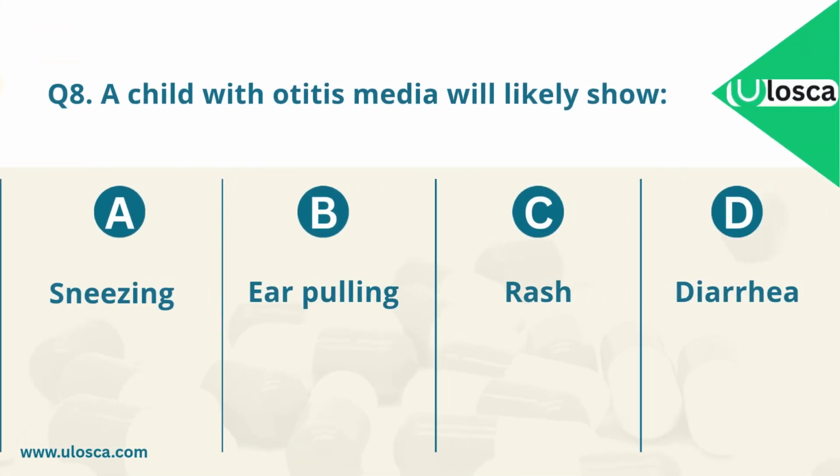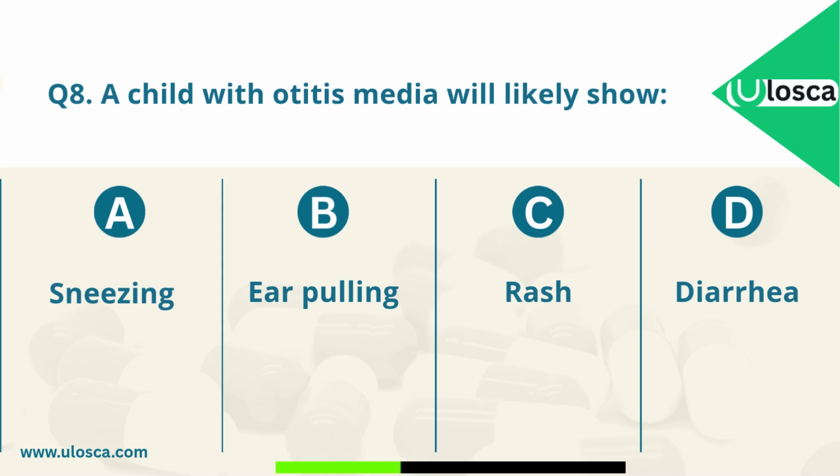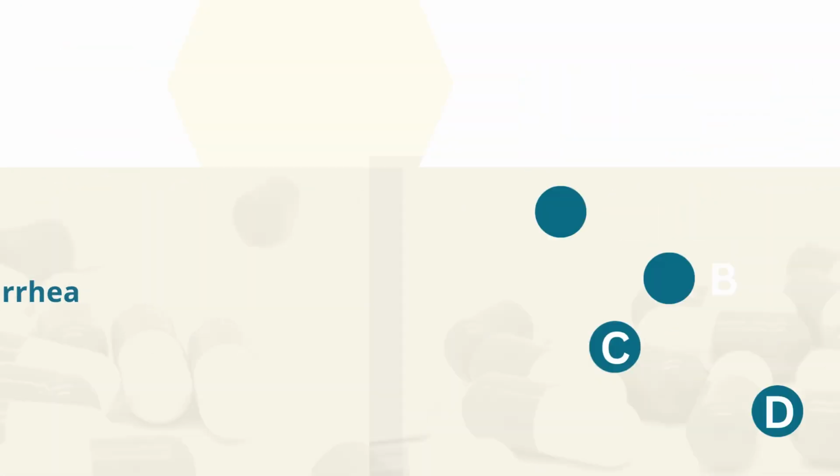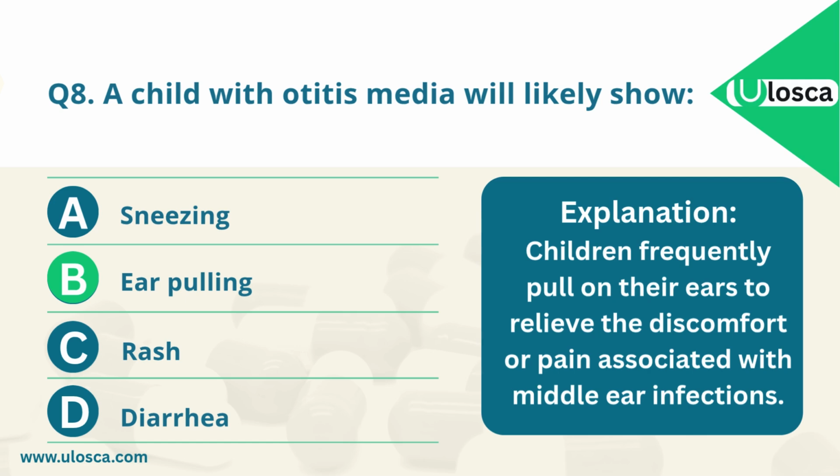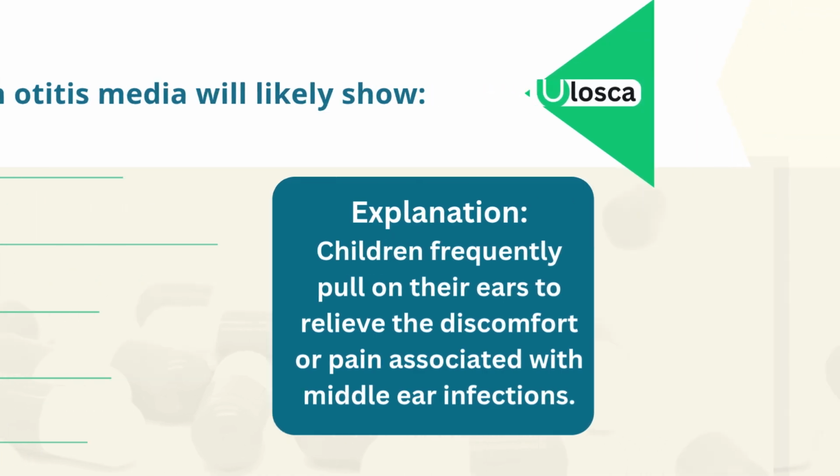Question 8. A child with otitis media will likely show A. Sneezing, B. Ear pulling, C. Rash, D. Diarrhea. Which one is the correct answer? The correct answer is B. Ear pulling. Explanation. Children frequently pull on their ears to relieve the discomfort or pain associated with middle ear infections.